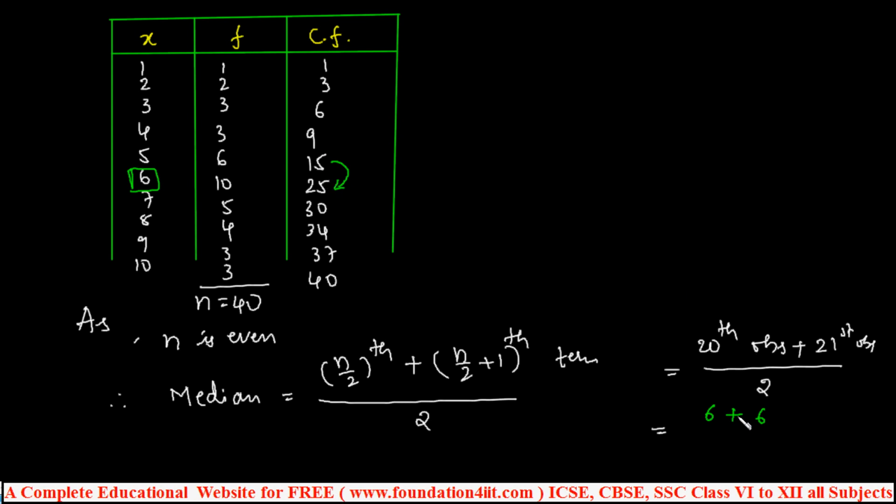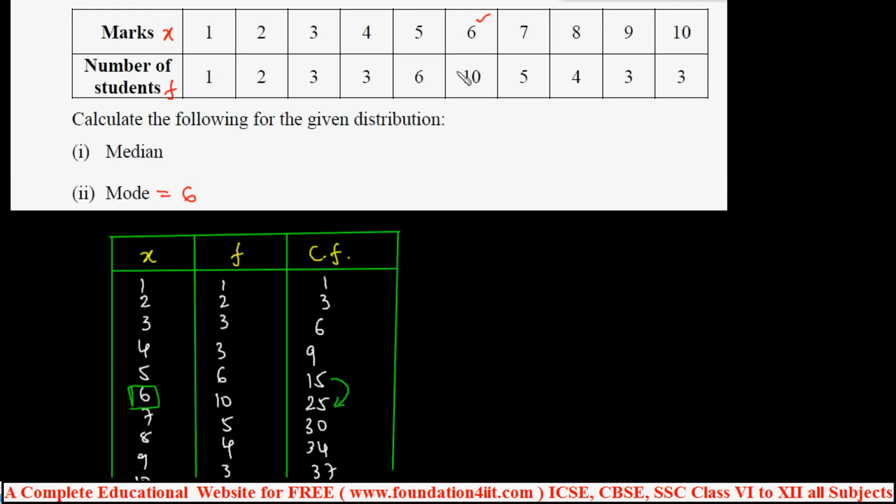So you should take that, again 6. 6 plus 6 is 12, and 12 divided by 2 is 6. So 6 marks is the median, and we got the mode also the same. The highest frequency is 10, so 6 is the mode.